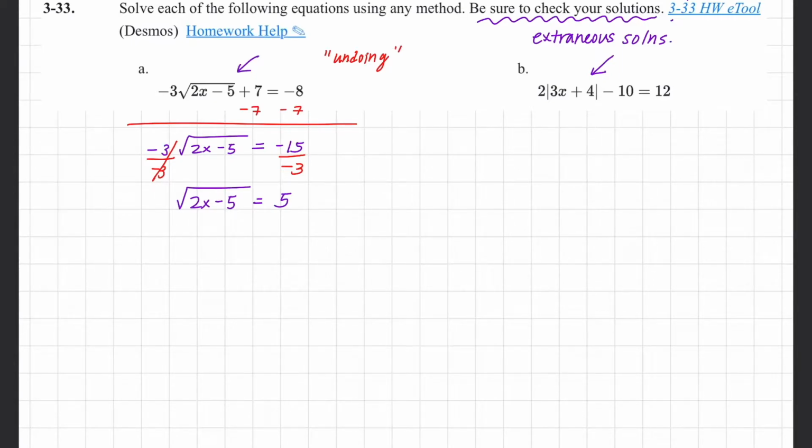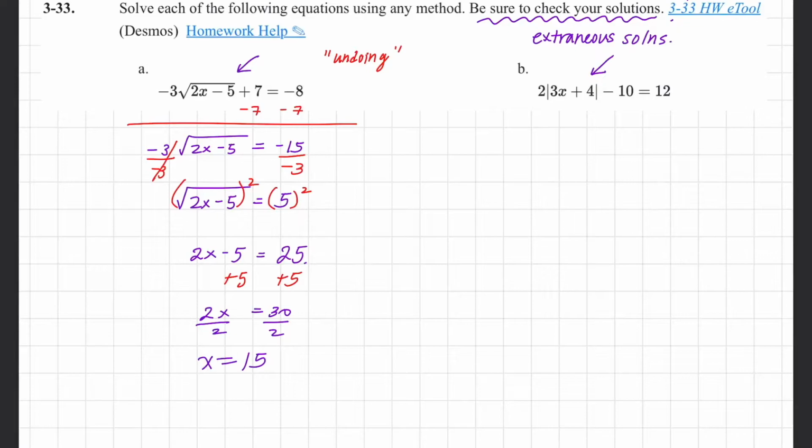So now I can undo the square root by squaring both sides, because the opposite of root is square. So now I've got 2x minus 5 is equal to 5 squared, which is 25. So then keep undoing. Add 5 to both sides. So I've got 2x is equal to 30. Divide both sides by 2. x is equal to 15.